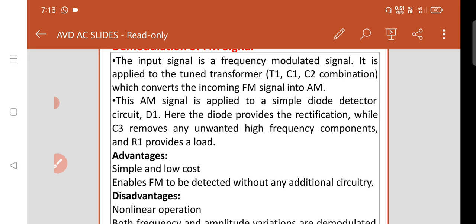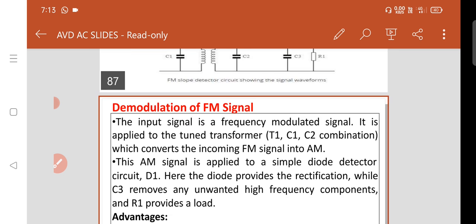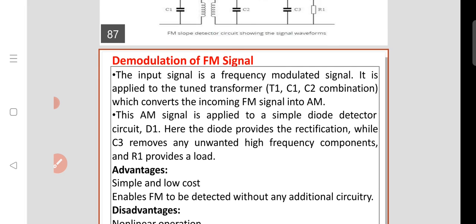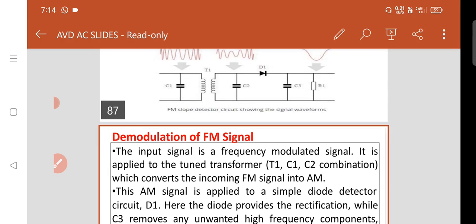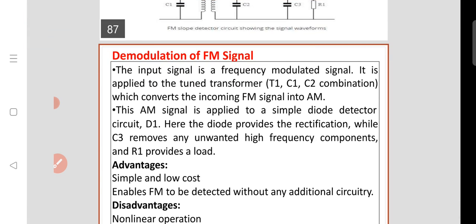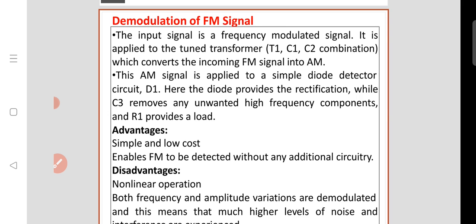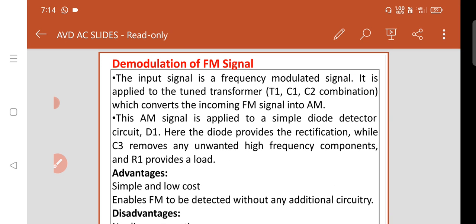So that's why it is not a good discriminator. A good discriminator is a circuit that should respond only to frequency variations, not to amplitude variations. Those are the two disadvantages of slope detection. In order to overcome them, we employ another type of method, which we will discuss later. Thank you.